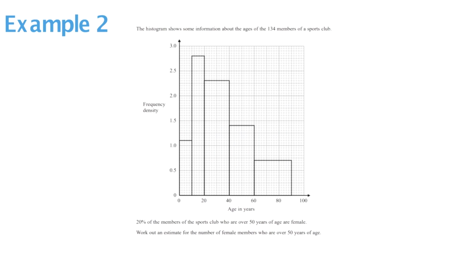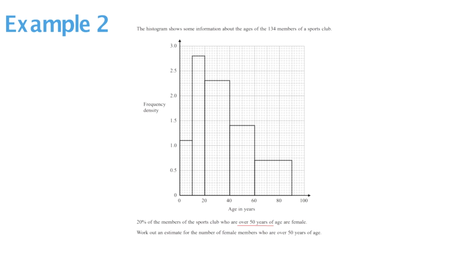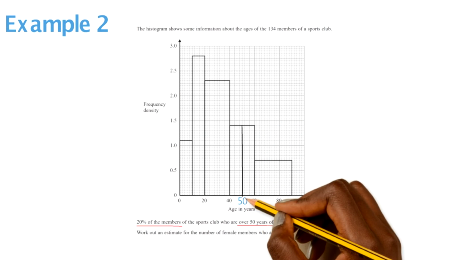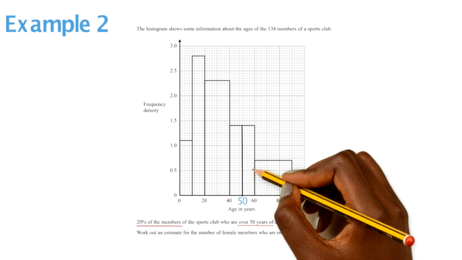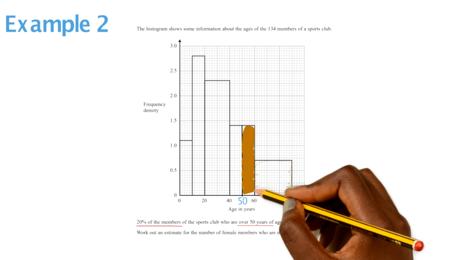Okay, example 2. In this case, it wants us to work out the number of females who are over the age of 50. It says 20% of those of the sports club who are over 50 are female. So the first thing we're going to do is work out the actual total number of individuals that are over the age of 50. I've drawn a line up from 50 years of age and then shaded the areas that are relevant to this question.